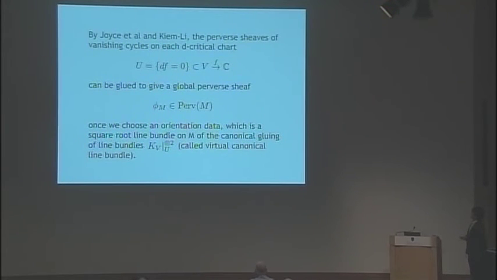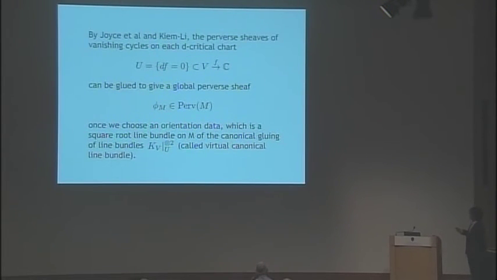The problem is whether we can glue these locally defined perverse sheaves to a global perverse sheaf. So this is a non-trivial problem, but once you choose certain additional data, which is called orientation data, this is defined to be a certain square root of some line bundle on the moduli space M.